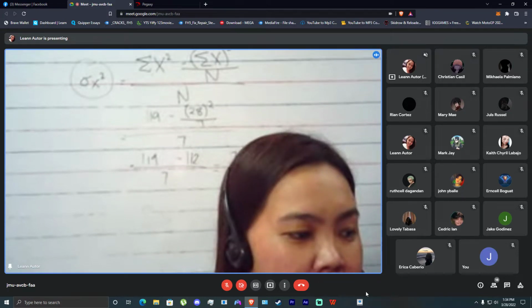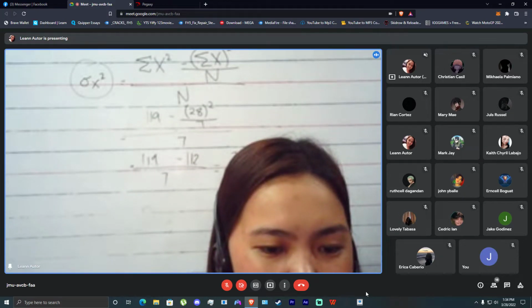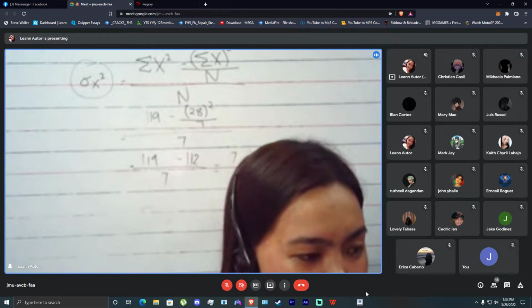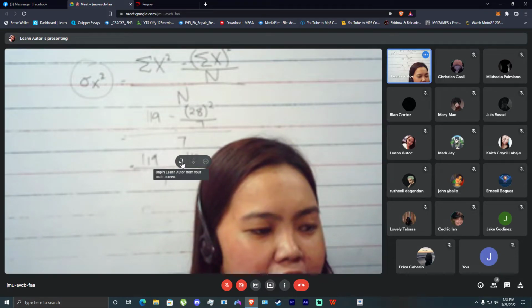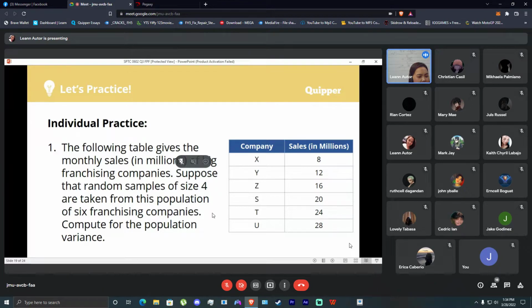The following table gives the monthly sales in millions of the big franchising companies. Suppose that a random sample of size 4 is taken from this population of 6 franchising companies. Compute for the population variance. I'd like to clarify, you're going to use the data in the sales. Just in case, we clarified this with batch 1 earlier. The letters X, Y, Z, S, T, U, ma'am, just represent the names of the companies. Do not square the sales. Okay, no other question.